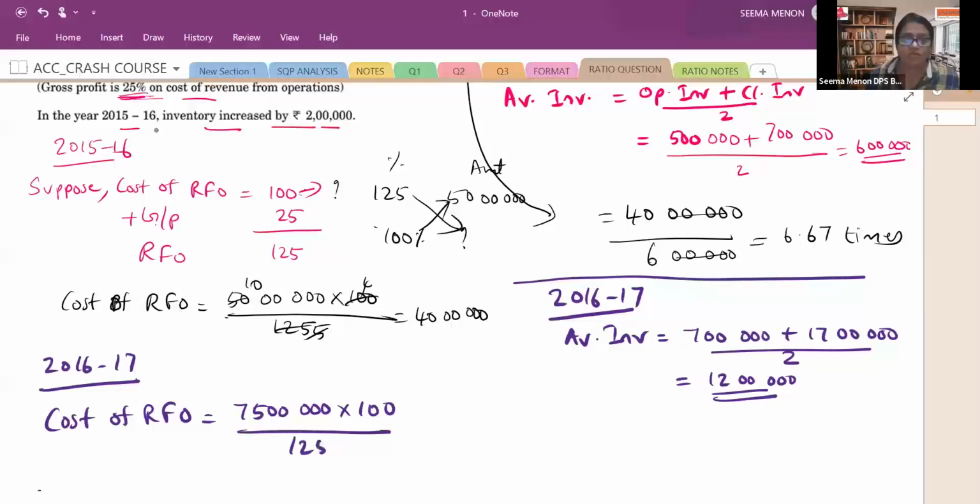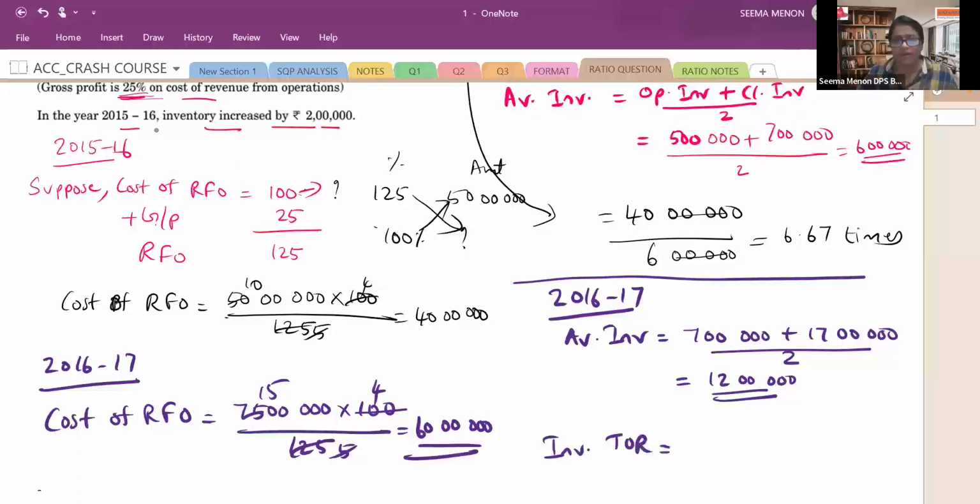Now the percentage of the gross profit is 25%. So here also revenue from operation will be 25%. So you add that, you will get 125. So 75 by 125 multiplied by 100, that is 60 lakhs. We got cost of revenue from operation also. So easily you can find out inventory turnover ratio is equal to 60 lakhs upon 12 lakhs. 12 fives are 60. So 5 times.